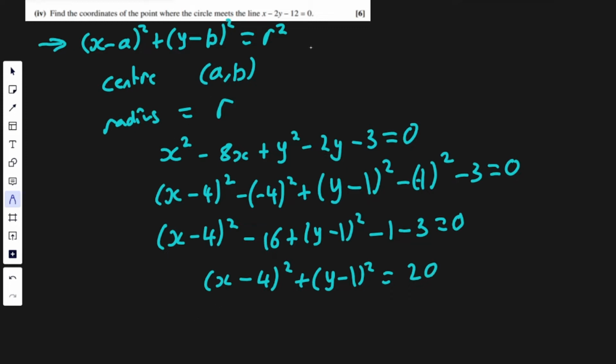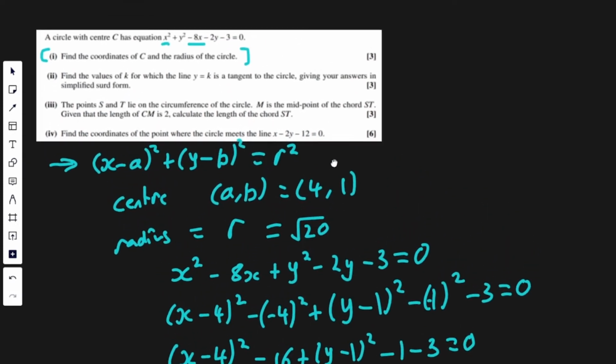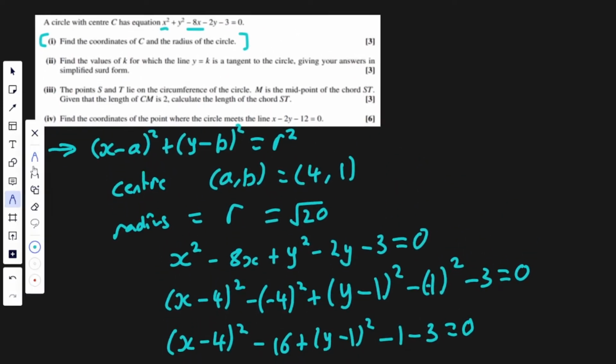So using this above, we get our radius is the square root of 20. The right side is r squared, we want r. And for a and b, well, we take the positives of these numbers. So 4, 1. If they were positive numbers, we'd take the negatives of them. So we get our centre is (4, 1), and our radius is square root of 20. Next, find the values of k for which the line y equals k is a tangent to the circle.